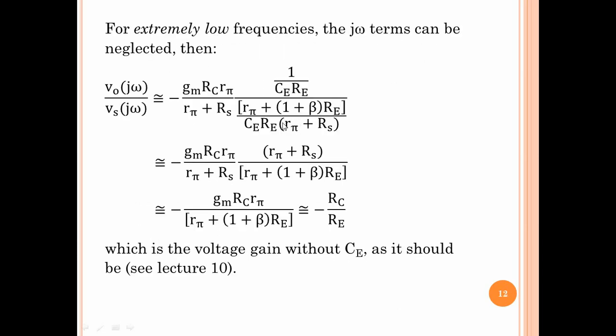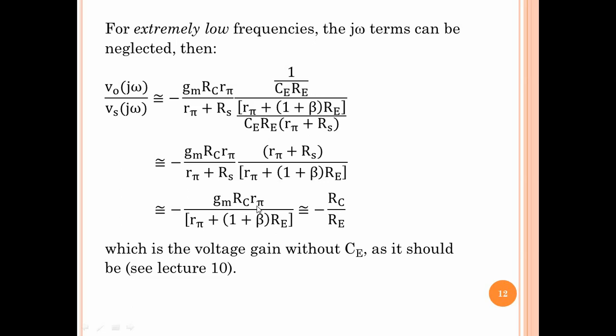And then if we simplify, the CE REs cancel, and then the R pi plus RS cancels, and we end up with this. So we get Vo over Vs equal to this.